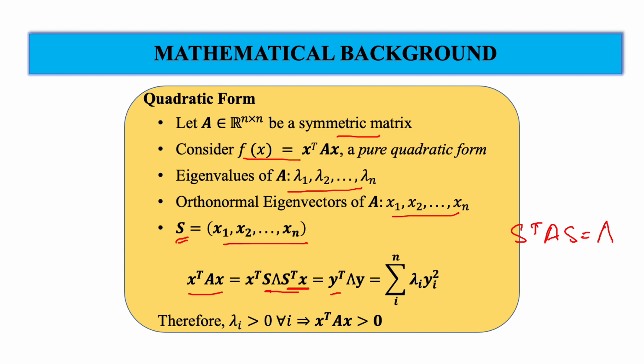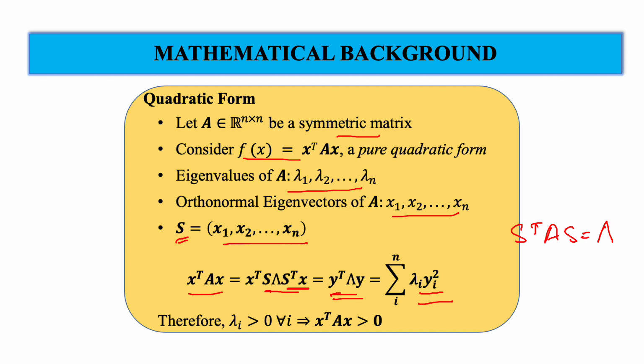And we have x transpose Ax written as y transpose lambda y. If we expand it further, we get the sum of lambda i yi square. This matrix lambda is a diagonal matrix, and on its diagonal are the eigenvalues lambda 1, lambda 2 to lambda n of the original matrix A. So the quadratic form is simplified to the sum of lambda i yi square.